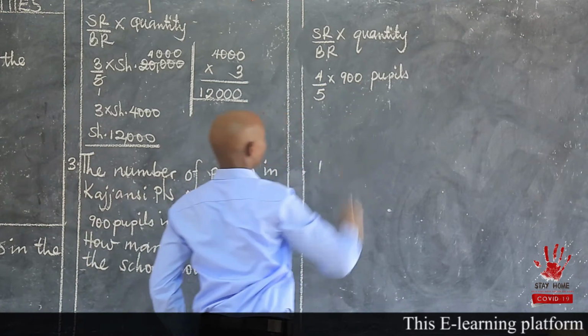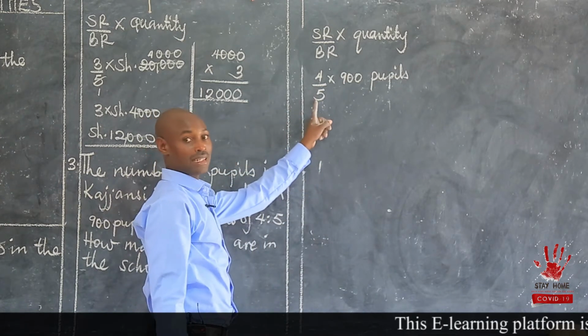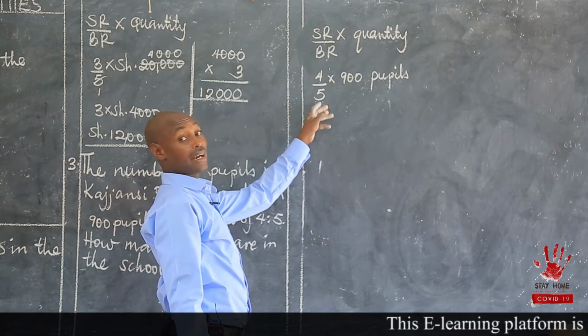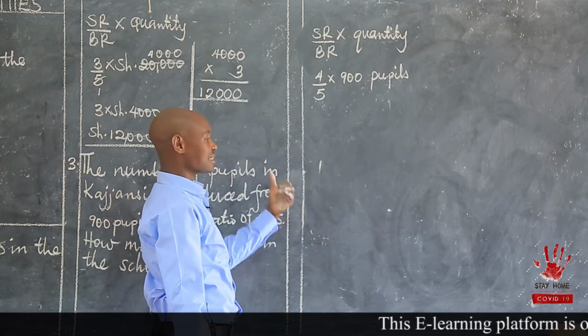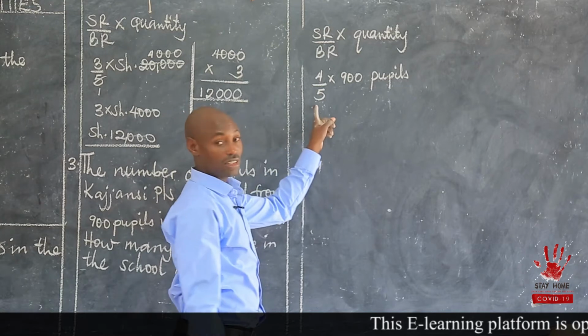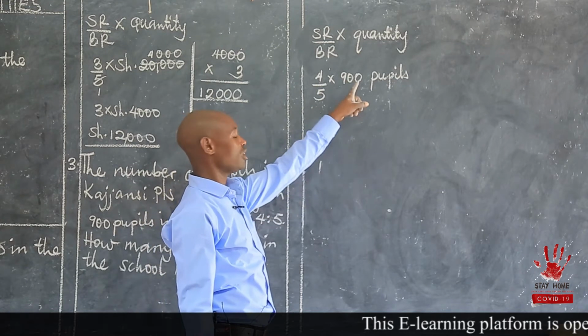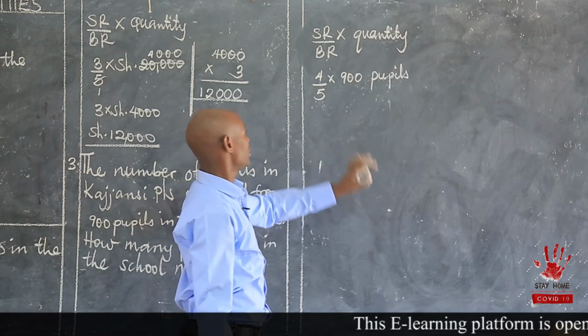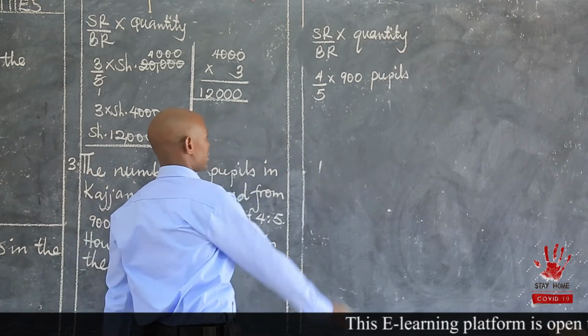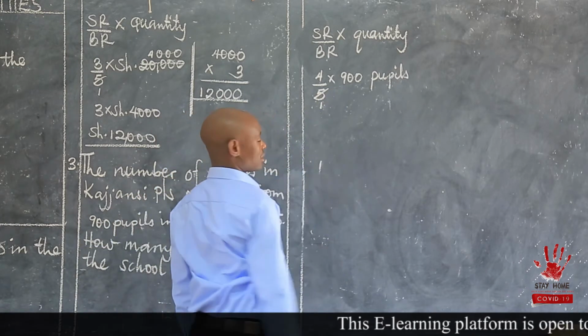Can 900 be reduced by 5 without getting a remainder? Yes. How do you know that a number is exactly divisible by 5? If the last digit is 5 or 0, which we have here. So it means we can reduce. 5 divided by 5, we are getting 1.